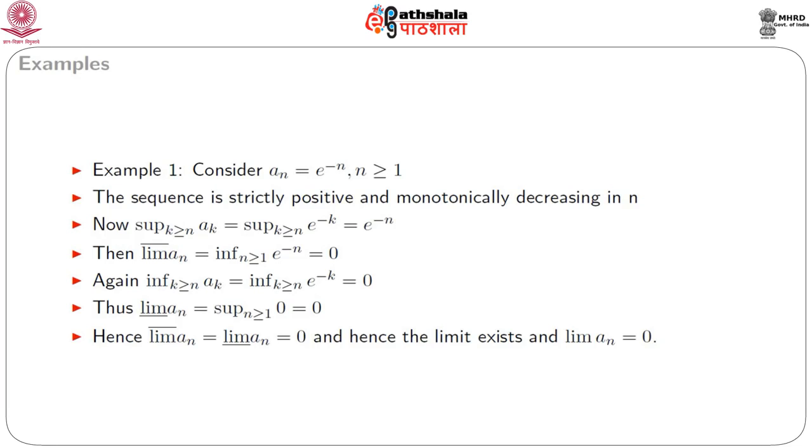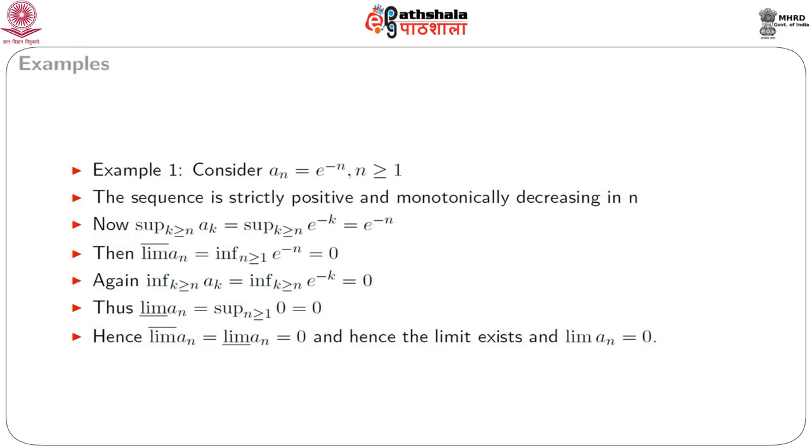Again, the infimum of a_k for k greater than or equal to n is nothing but the infimum of e to the power minus k for k greater than or equal to n, which is again 0. Thus, the limit inferior in this case is also 0. Since we get the limit inferior and limit superior both finite and both 0, that is equal, we observe that the limit exists, and this limit of a_n is equal to 0.